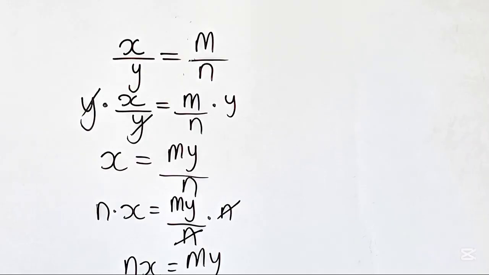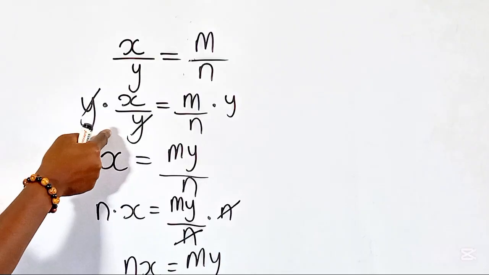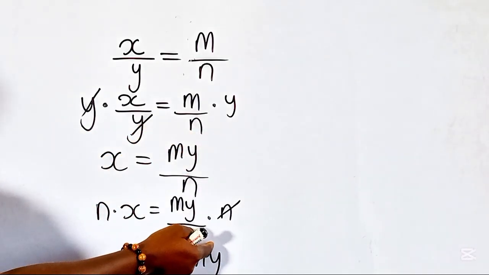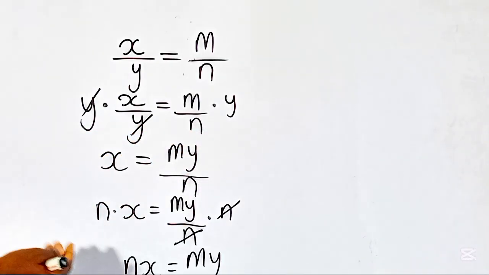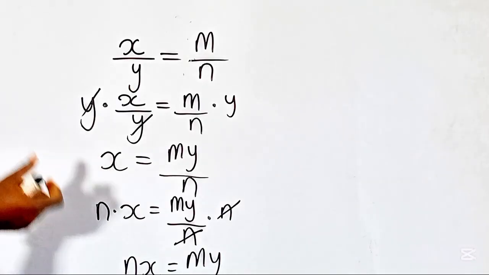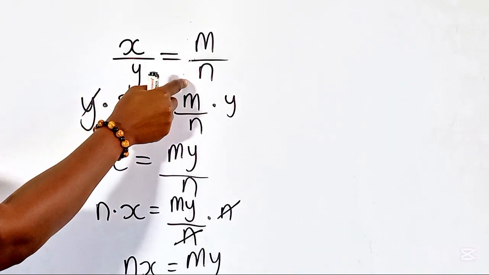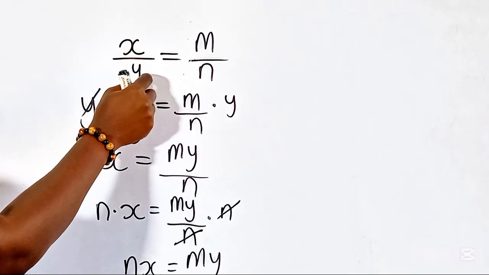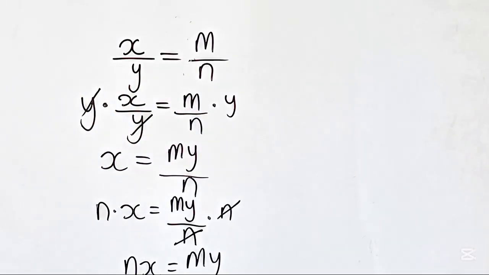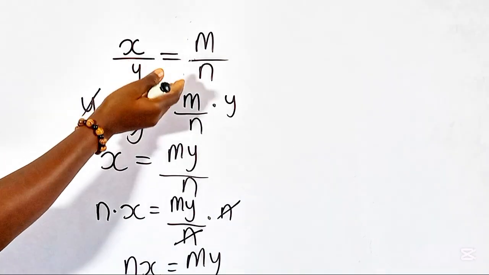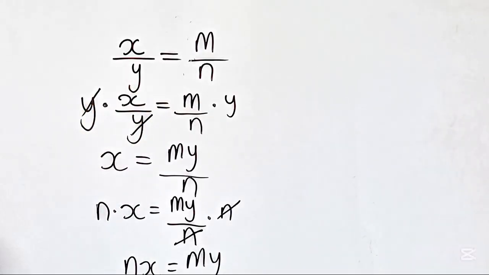Look at what happened. In two separate steps, we multiplied by y and by n. But cross multiplication is just a way to combine those two steps by multiplying by the least common denominator of this fraction, which is y and n. So you see, cross multiplication is not magic. It's simply a fast and clever shortcut to keep both sides of your equation equal while getting rid of the denominators.